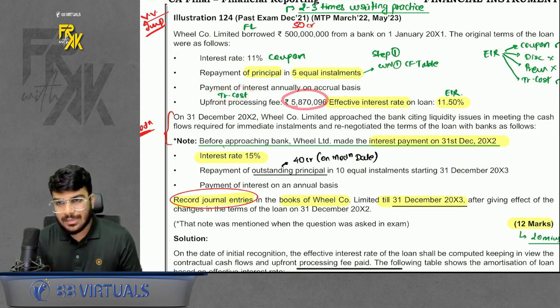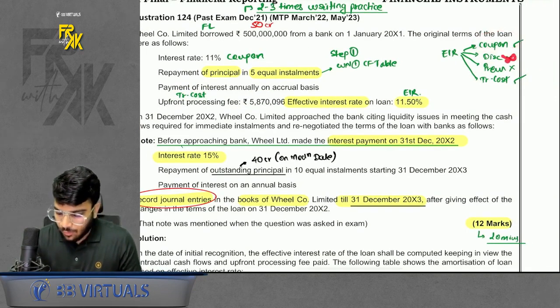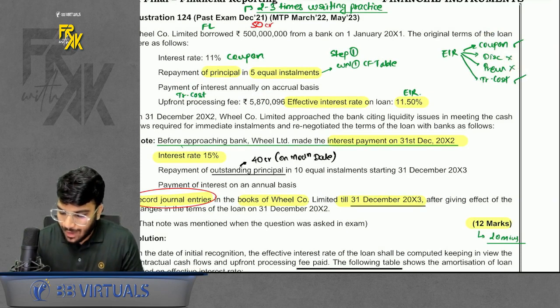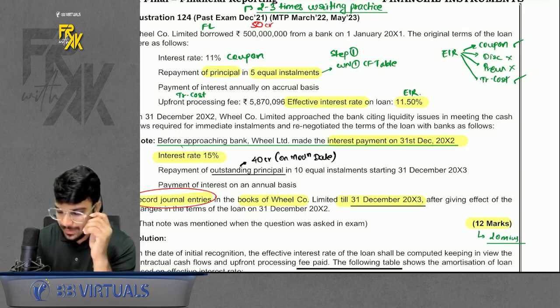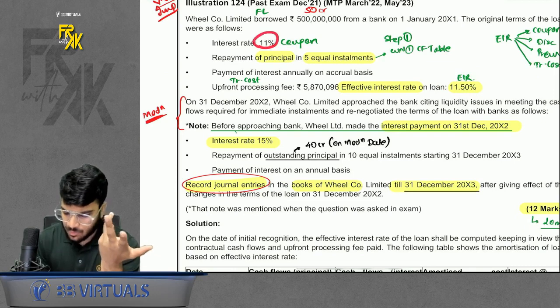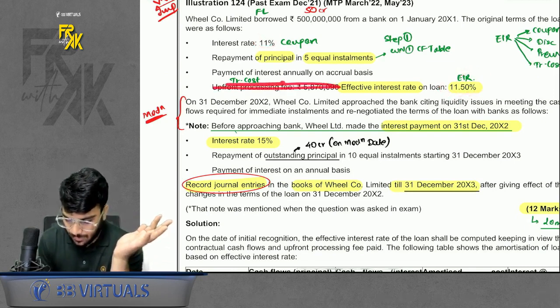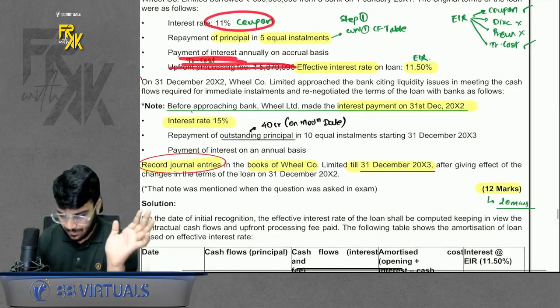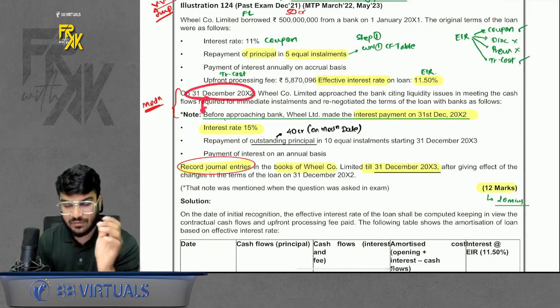Just remember, when your coupon is there, you don't have discount, you don't have premium, but you have TC. So your EIR and coupon won't match. It will be different because in EIR you want to amortize the TC also. So it is given directly. 11% is your coupon, 11.5 is your EIR. Acha, if this was not there, then coupon and EIR would have been the same. Anyways, okay, sir. Then after 2 years, there was some modification which was happening.